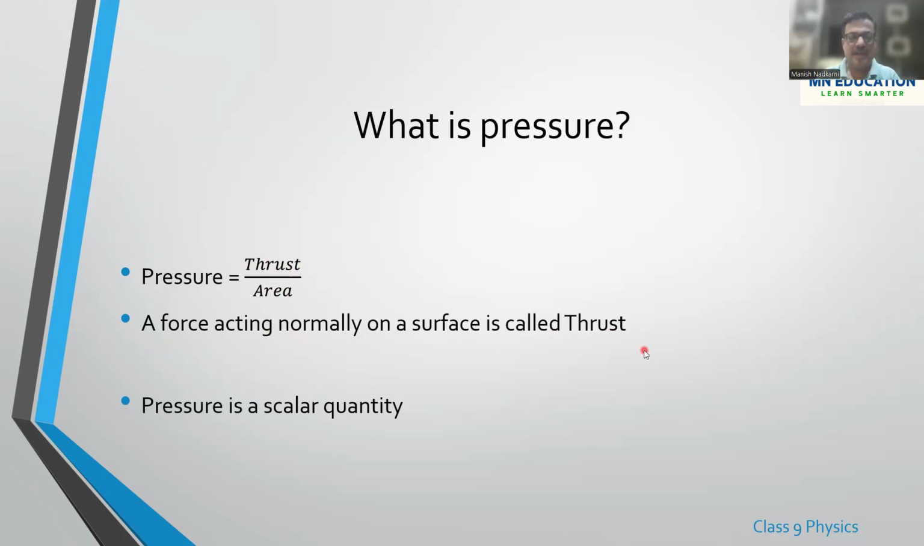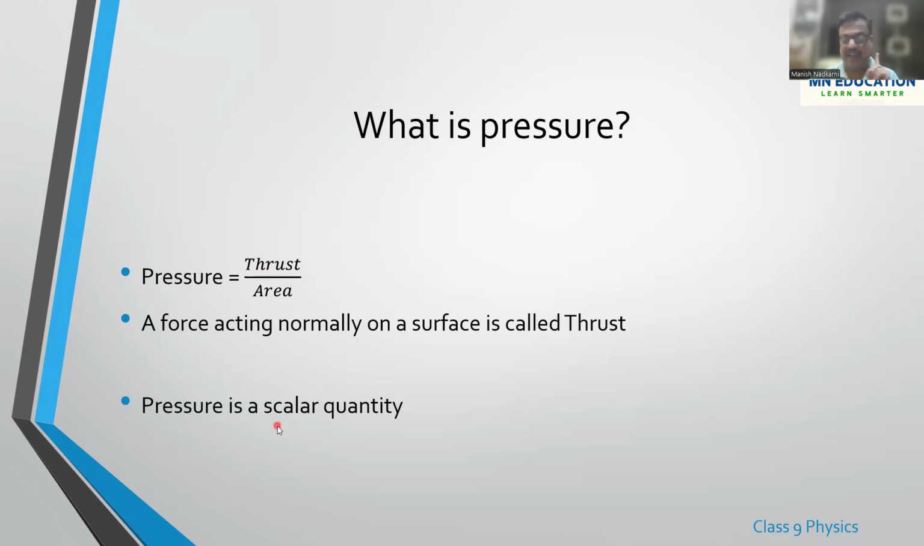What is the meaning of the term normally? Normally means acting in a perpendicular direction. So if there is a particular surface and a force is acting exactly at right angles to the surface, that force can be called thrust. So whenever there is a perpendicular force acting on an area, thrust divided by the area, that quantity is called pressure. Remember, pressure is a scalar quantity.